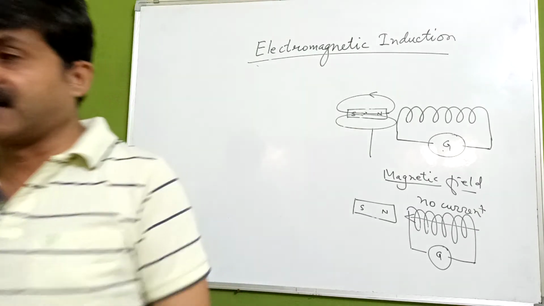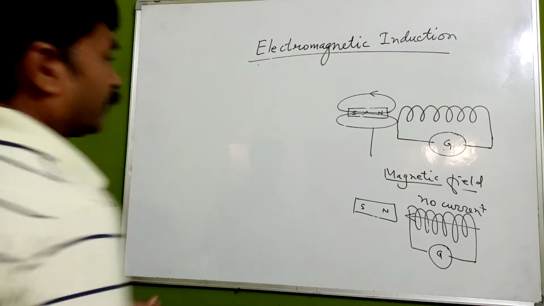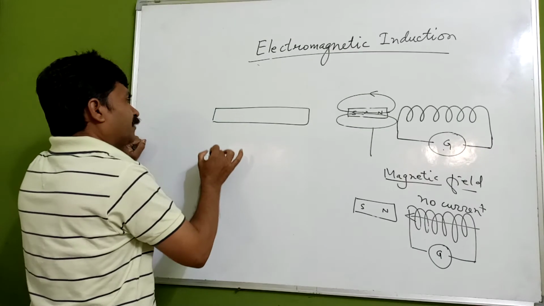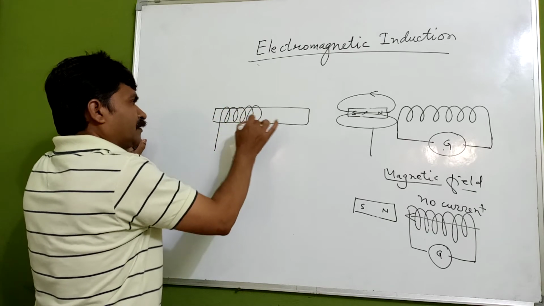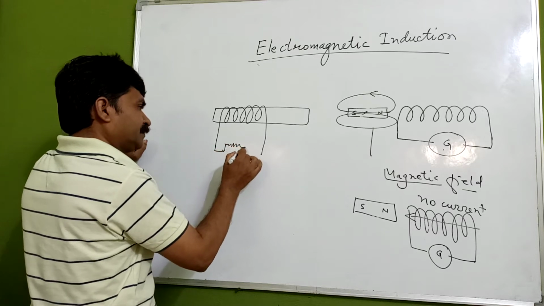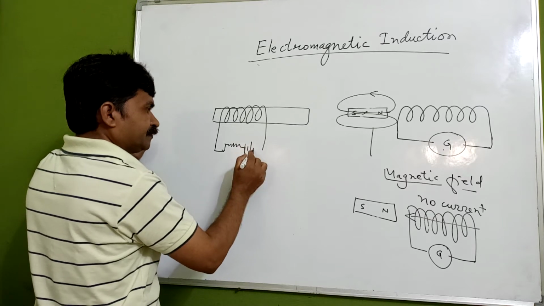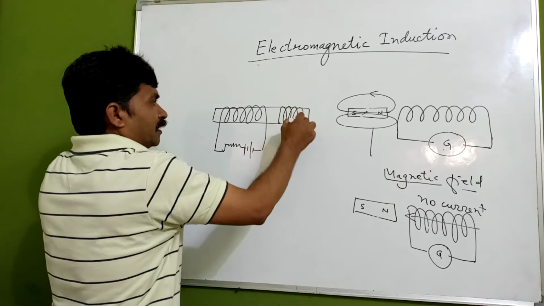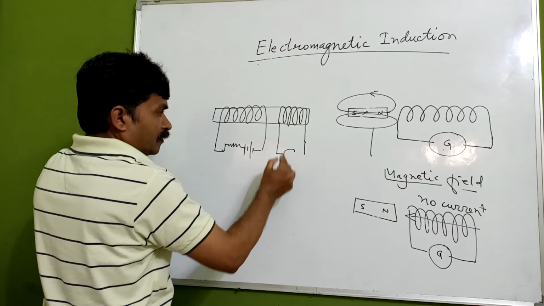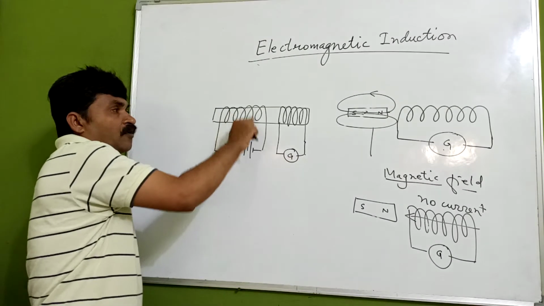Before going into the detail of this, we can have another experiment, which is performed here. If we have a coil which has a flow of current through it, and we keep another coil on the same core, and we connect it to a galvanometer. Now what happens when there is a flow of current?